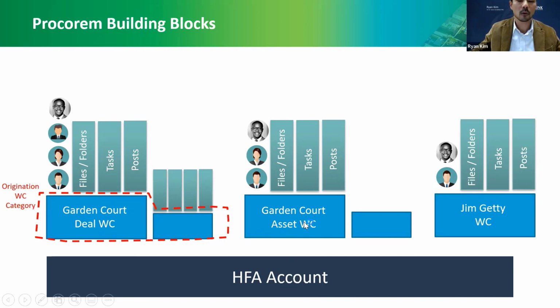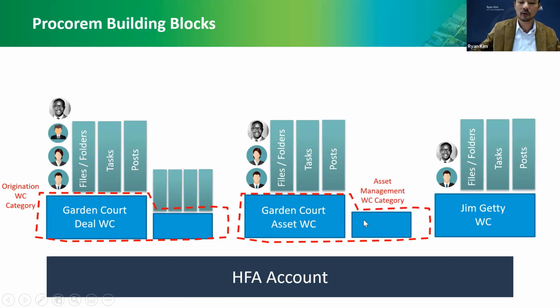And then you have a Garden Court asset work center in a different category called asset management work center category. You might have 50 or 100 different work centers here, each representing an asset within your asset management portfolio. And then you might have a different work center category, such as individual work center, and you can create something called Jim Getty or someone's name work center. Let me explain how this will work.